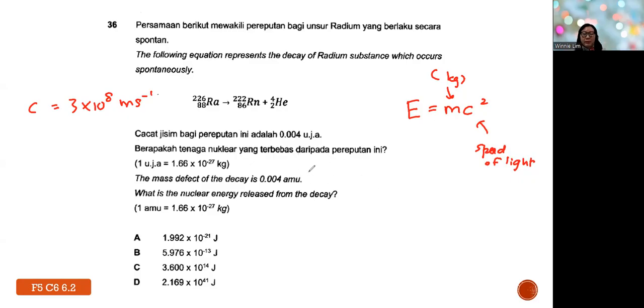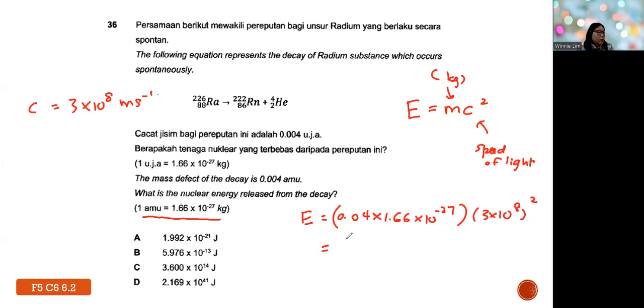This mass must be in kg, but they also tell you 1 AMU is 1.66 × 10⁻²⁷. So what you do with this is you first change the AMU into kg. So you sub that time 0.004, you have to multiply with 1.66 × 10⁻²⁷. Then they are in kg. Then speed of light, I told you already, 3 × 10⁸. Then you have to square it. Okay, then when you press the calculator, you by right get the correct answer.